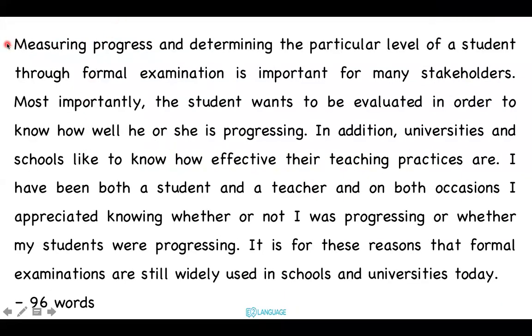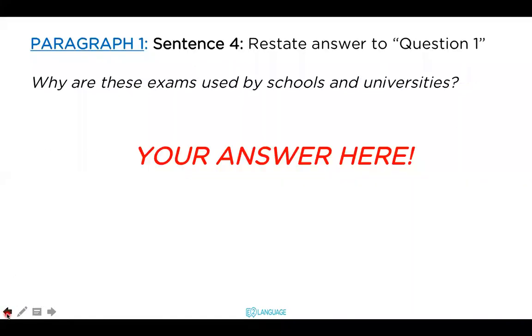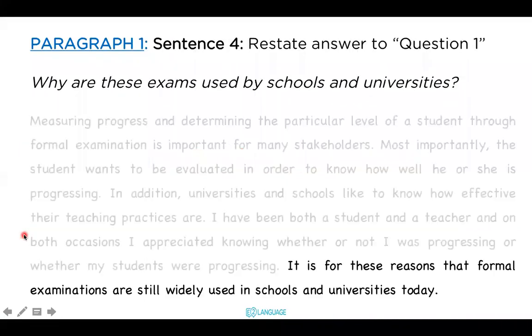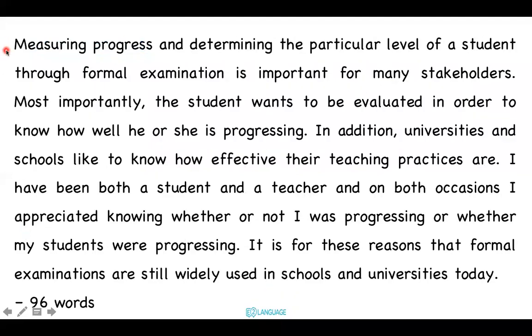Let's have a look at my paragraph 1. Wait. Before we do that, what did we do in paragraph 1? We did this. We answered question 1. It's the first sentence. We gave reasons. We gave examples. We restated the answer to question 1. Measuring progress and determining the particular level of a student through formal examination is important for many stakeholders. Why do we use formal examinations was question 1. My second sentence where I gave reasons. Most importantly, the student wants to be evaluated in order to know how well he or she is progressing.